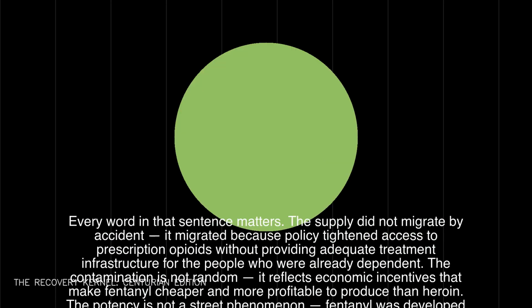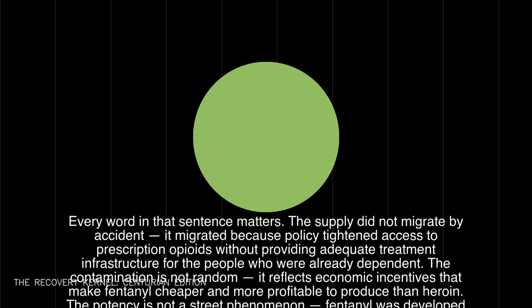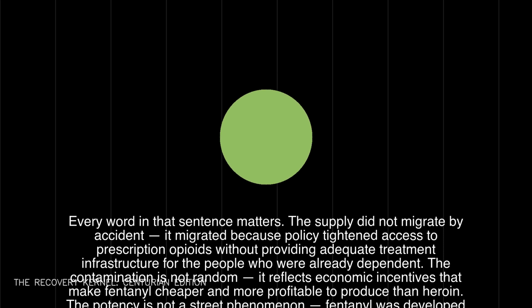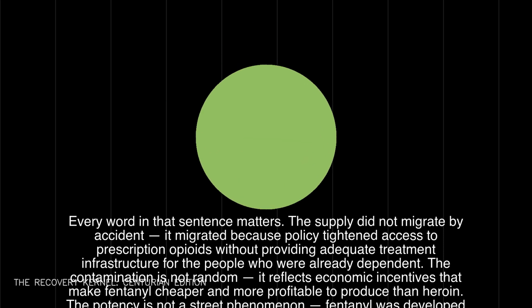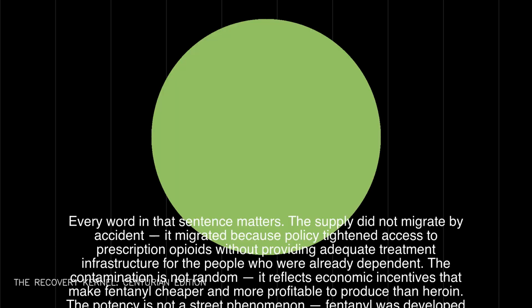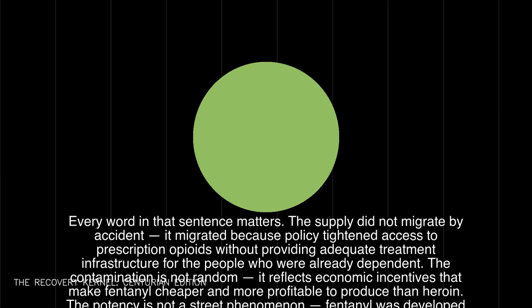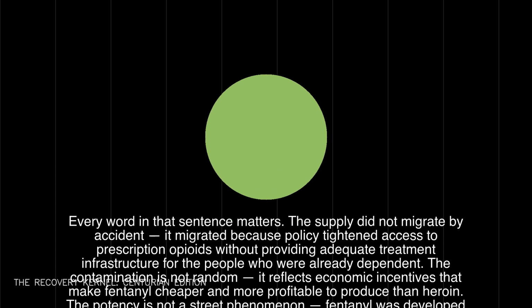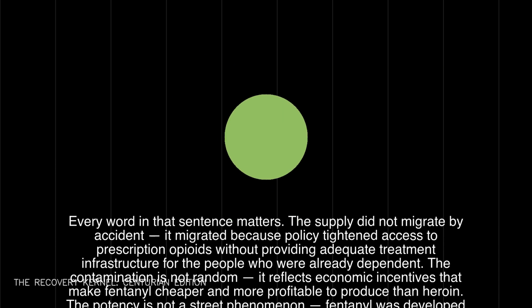The supply did not migrate by accident. It migrated because policy tightened access to prescription opioids without providing adequate treatment infrastructure for the people who were already dependent. The contamination is not random. It reflects economic incentives that make fentanyl cheaper and more profitable to produce than heroin. The potency is not a street phenomenon.